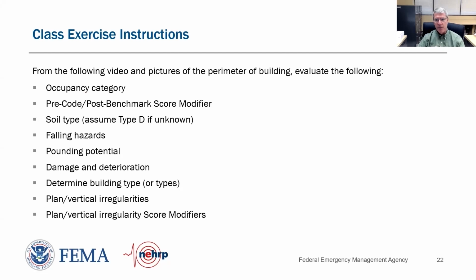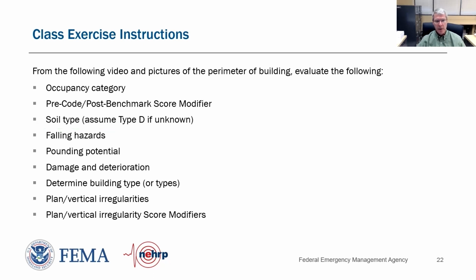So the elements that we're going to be looking at as we walk through the building: it's a 1998 vintage, so keep that in mind. What we want to assess is the occupancy category. That's not part of our scoring, but it helps us in terms of the post-field planning aspects, in terms of developing mitigation programs. We're going to try to address our pre-code and post-benchmark score modifier. We'll look at soil type. If we don't know it, then we assume type D, unknown.